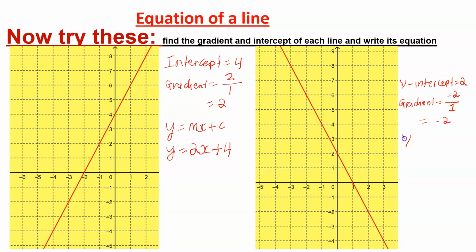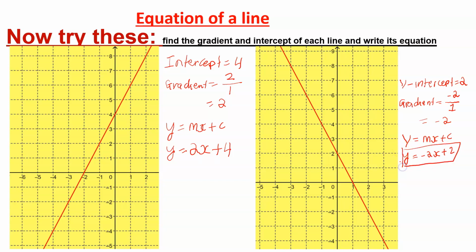So what is your equation now? My equation is y equals mx plus c. Do we know the m, which is the gradient? Yes, we do. And that's minus 2x. And what is c? C is 2. That's the y-intercept. So this is the equation. We find the equation again.